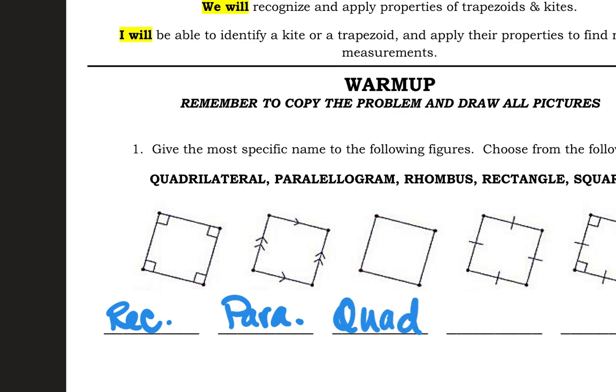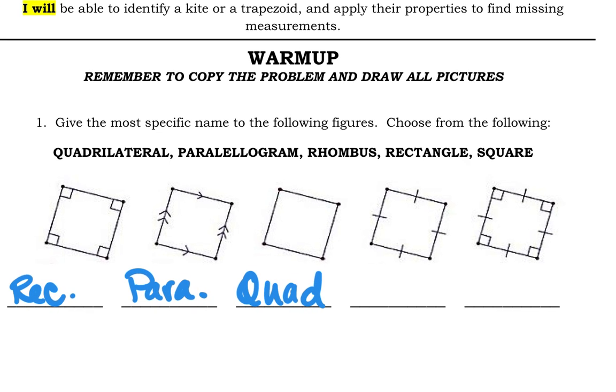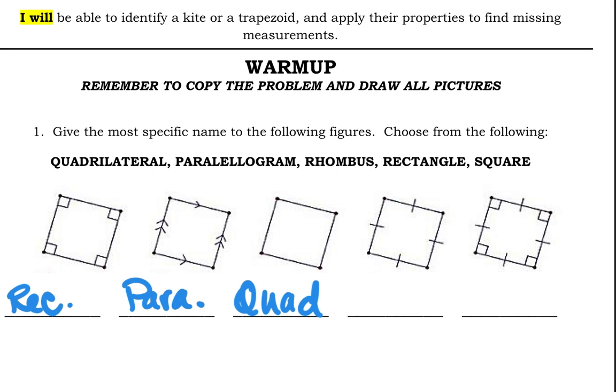All right. Next one has all equal sides. Where do all equal sides first appear? On what shape? The rhombus. Good. And the last one has all equal sides, all equal angles. This one has to be the square. All right, good job. All right, when you're ready, we'll go over to the notes.